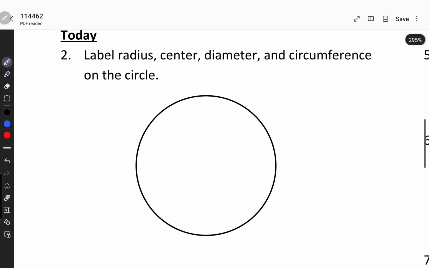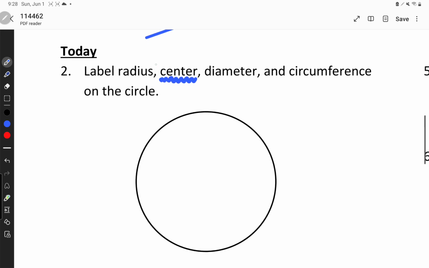Question 2, because we're skipping question 1, says label the radius, center, diameter, and circumference on the circle. The first thing I'm going to talk about is the center, because we need the center for almost everything else. The center should be fairly obvious. It would be the center of your circle. Center is another word for middle. So this is the middle of our circle. Put a dot right there. We'll label this with center.